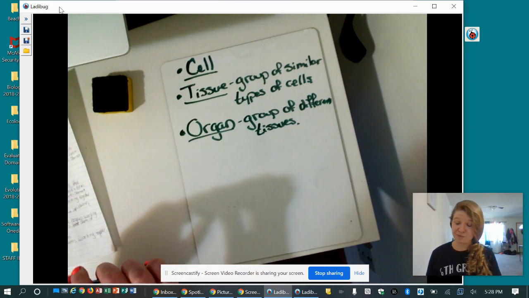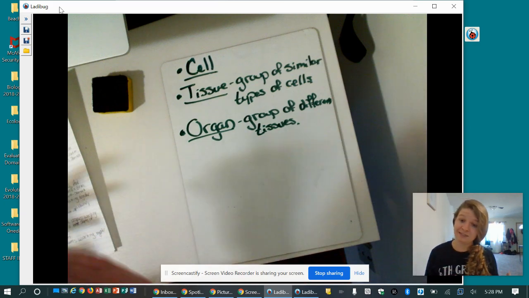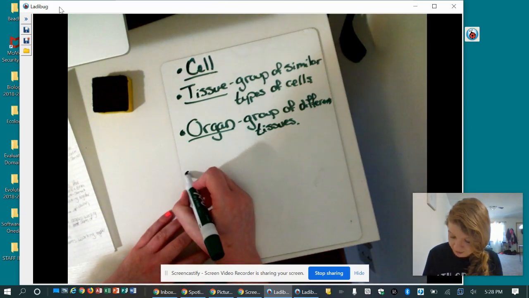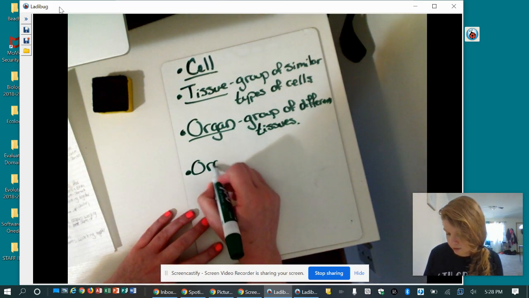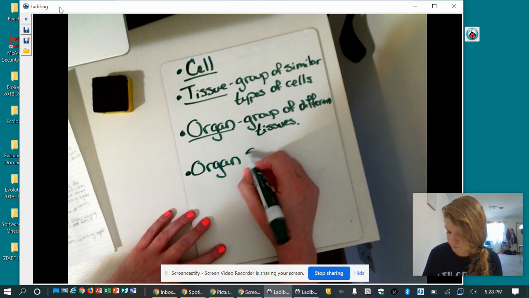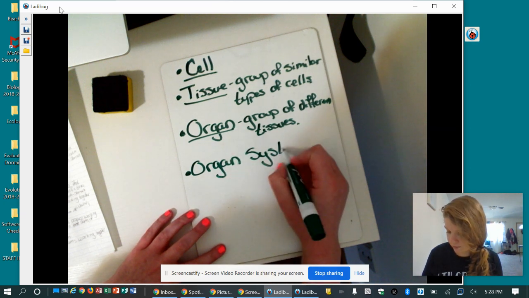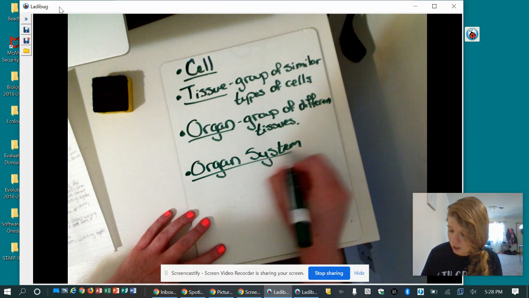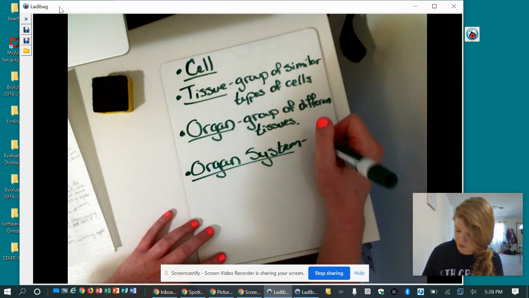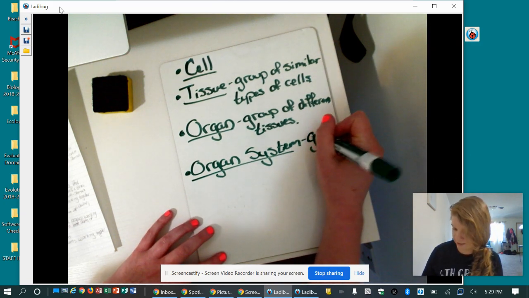So what happens when we have a bunch of organs working together? Well, then that's what we have. It's called an organ system. Pretty easy to remember, right? And your organ systems are just groups of different organs.